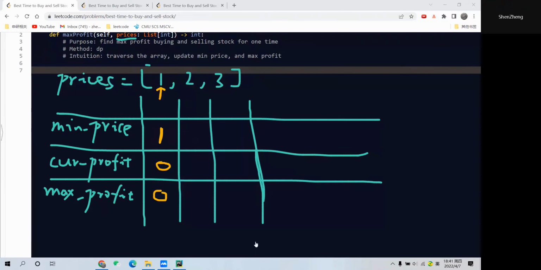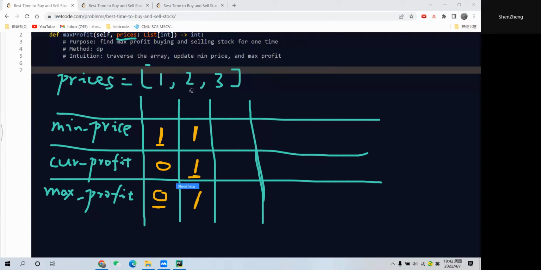Okay, now let's move to the next position. So move to this 2 here. And for this 2, the minimum price is set to the minimum between this 1 and this 2, right? So the minimum price is still 1. And the current profit should be the current price deducted by the minimum price. So 2 minus 1 will get 1 here. And the maximum profit should be the maximum between this 0 and this 1, right? So it should be updated to 1.